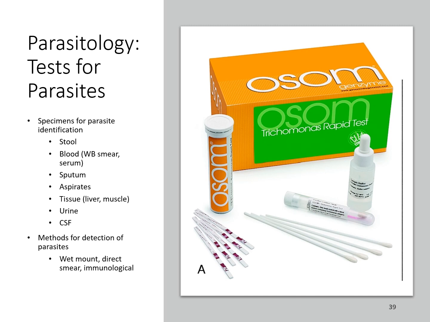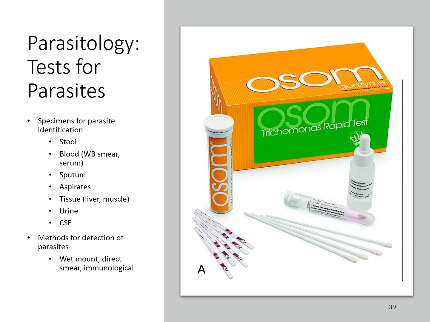Sometimes some of the specimens that are submitted would include stool, blood. You could do a whole blood smear where you're actually looking for the parasite in the blood, as well as it could be serum to do some sort of rapid testing technique. It could be sputum, it could be an aspirate from any sort of body site that may have some sort of cyst or something. It could be tissue, for example, the liver or the muscle. There are some parasites that will invade the muscle tissue.